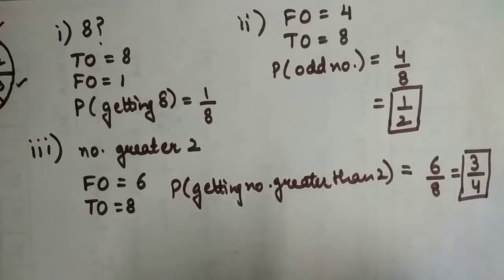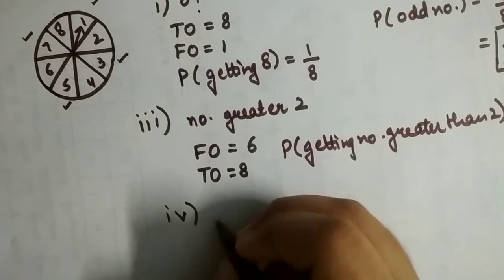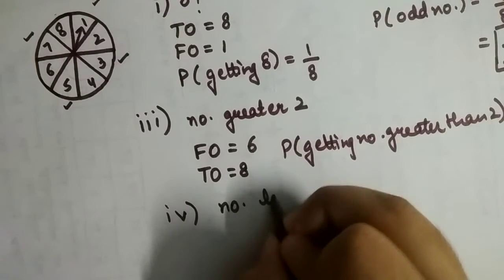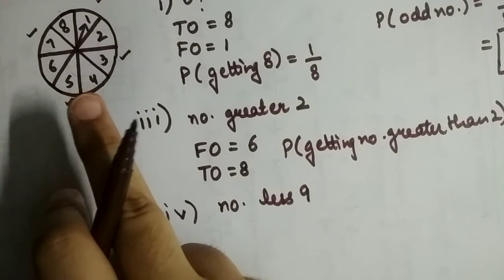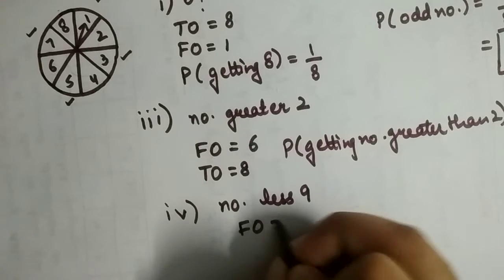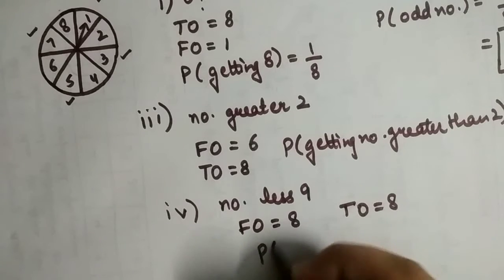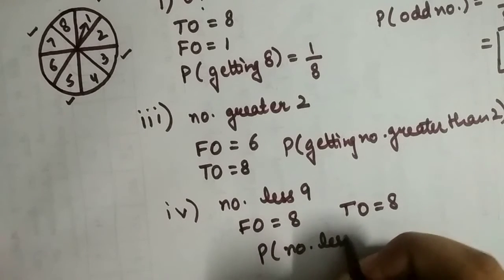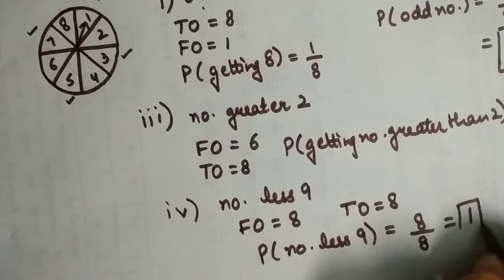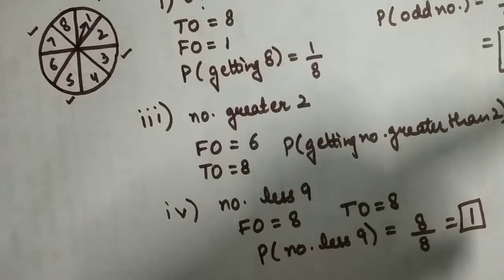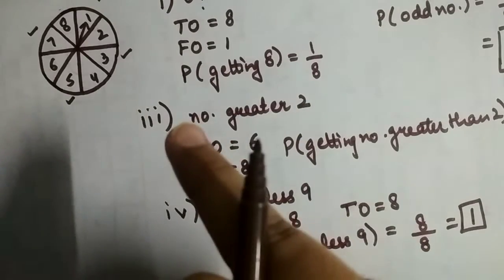Okay, and in fourth part they are asking what is the probability of getting a number less than 9. Now you know all the numbers are less than 9. Okay, so favorable outcome is all the 8 numbers and total outcome is also 8. So the probability of getting a number less than 9 is 8 upon 8, that is 1, because it is a sure event. You will definitely get a number which is less than 9 because no number greater than 9 is mentioned in the spinner.